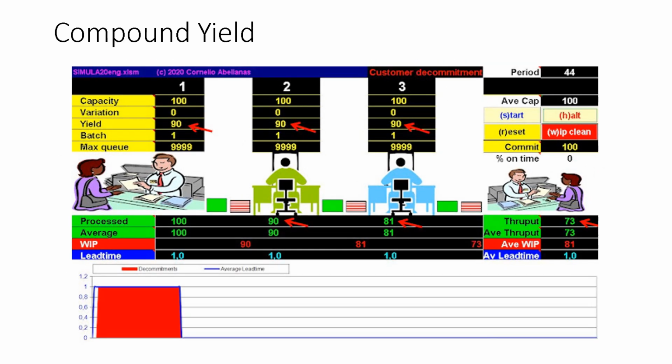In a process where items are lost or rejected in several steps, we want to know what the total process yield will be as a function of the step yields. This is what we call compound yield. To simulate this, set all step yields to 90 and start simulation.